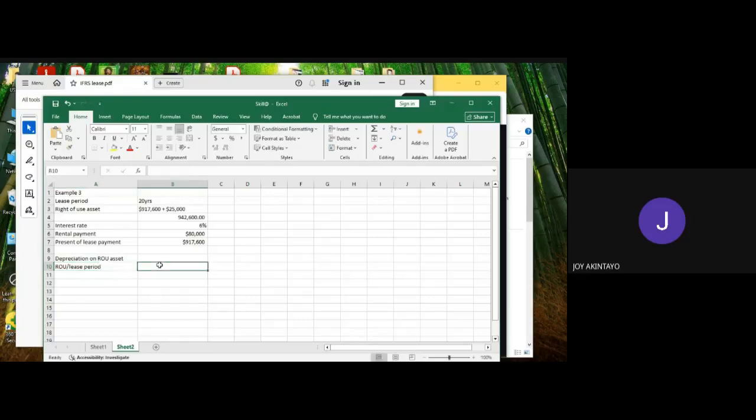So what is our ROU? That's 942,600 divided by how many years? 20 years. So what is our value? What is our value, please?